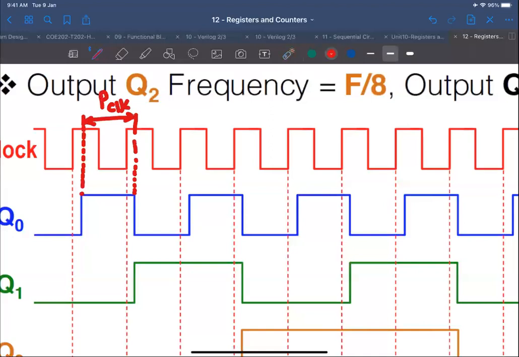What is the period of Q0 in terms of P clock? Is it half of P clock? This is the period actually. Oh yes, it's double the clock, twice. So the period is double, so the frequency is halved, because the frequency is 1 over the period. So this is basically 2 P clock.